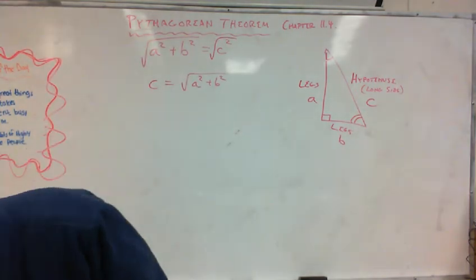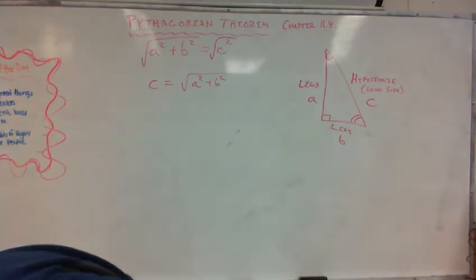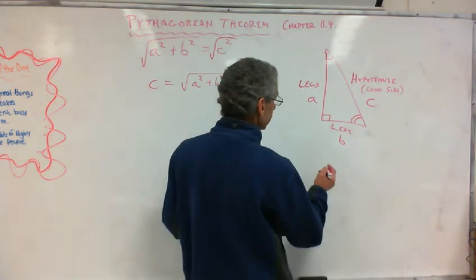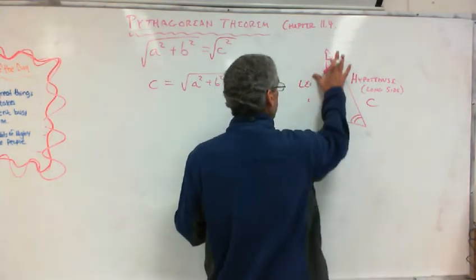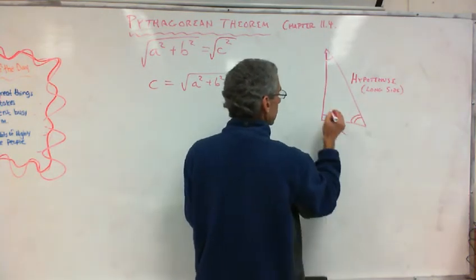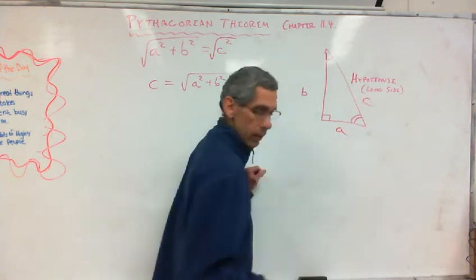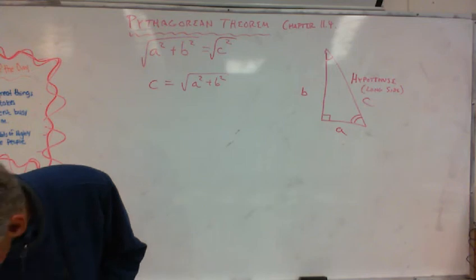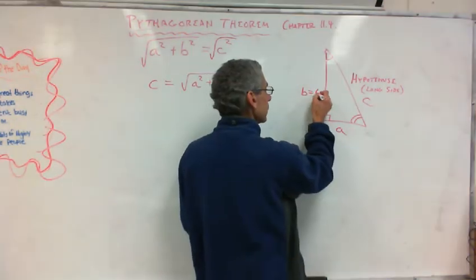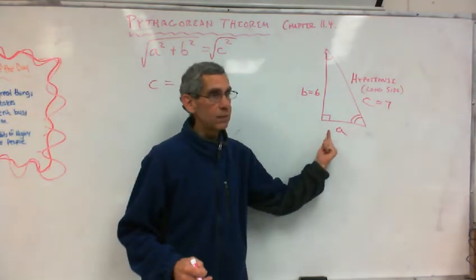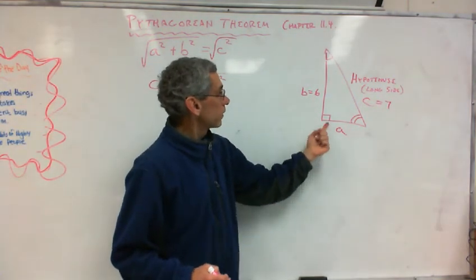So now let's go for our first problem. Example: find the unknown length for the triangle shown. Here's a triangle. Let me erase this stuff so we have it a little simpler. This is A, this is B, and this is C. B is 6, C is 7. So what would I do? I'm trying to find the length of A. I know the length of B is 6, and I know the length of C is 7.